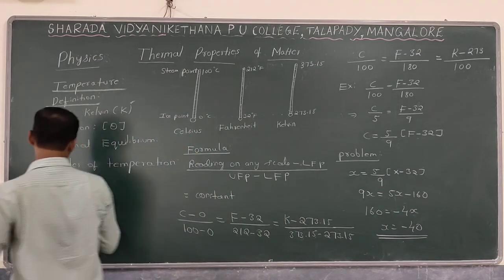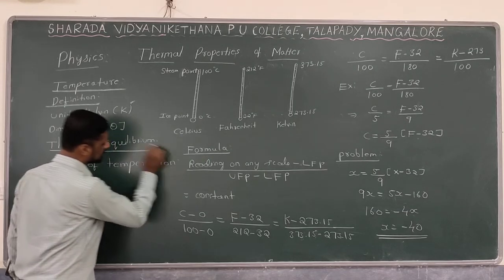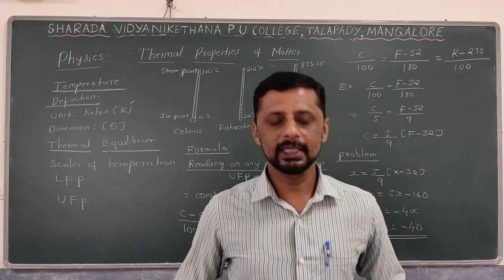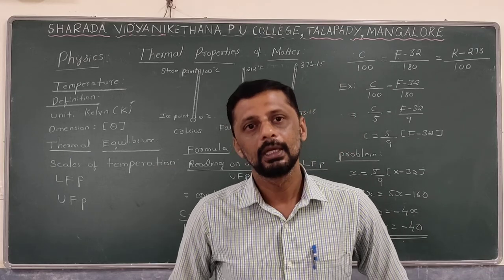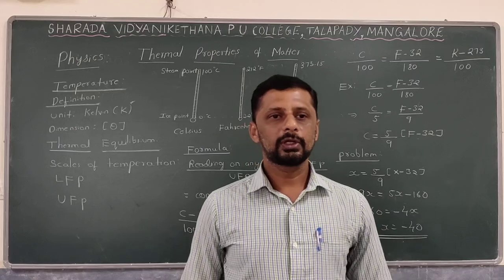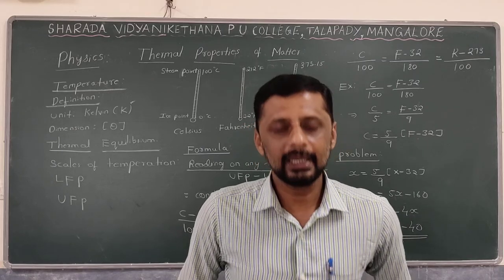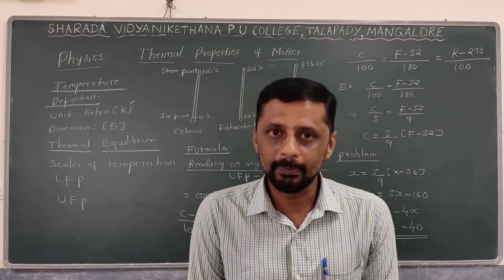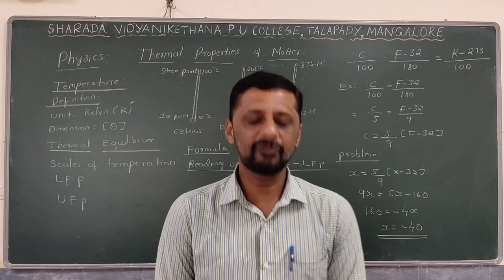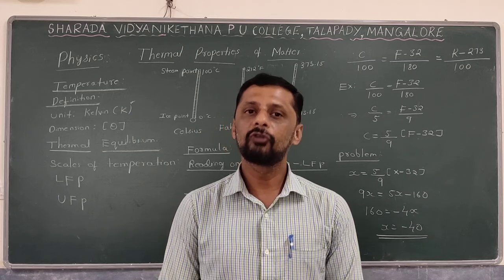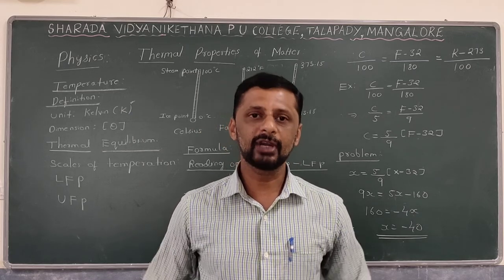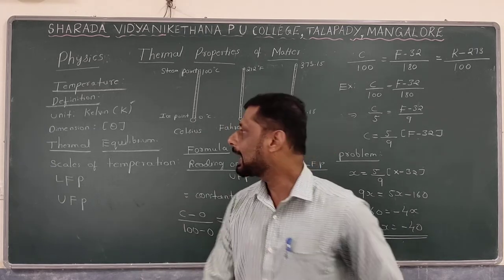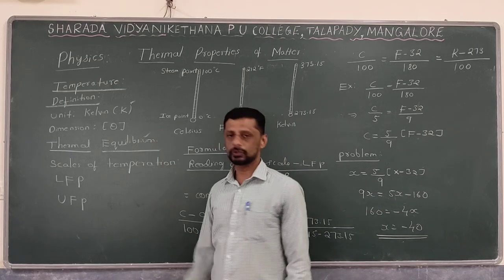Next, thermal equilibrium. Whenever there is a temperature difference between two bodies, there will be a flow of heat. So when do we say two bodies are in thermal equilibrium? If two bodies placed in contact with each other have the same temperature, then they are said to be in thermal equilibrium. If and only if there exists a temperature difference between the two objects, there is a flow of heat. If there is no temperature difference, the two bodies are in thermal equilibrium and there will be no flow of heat between them.